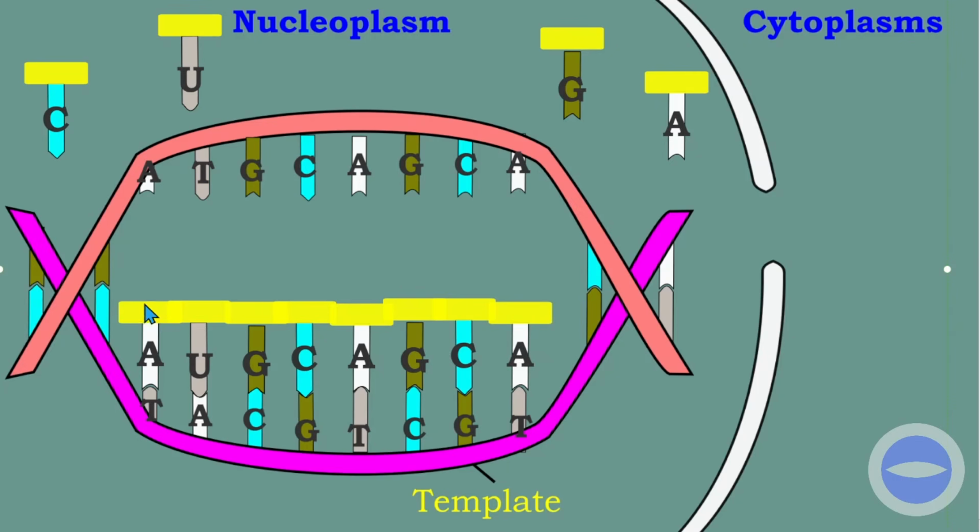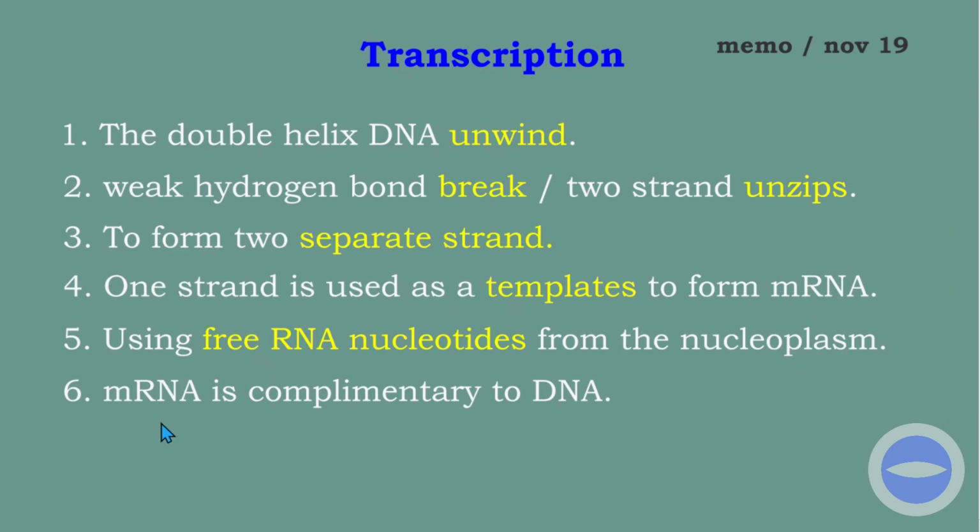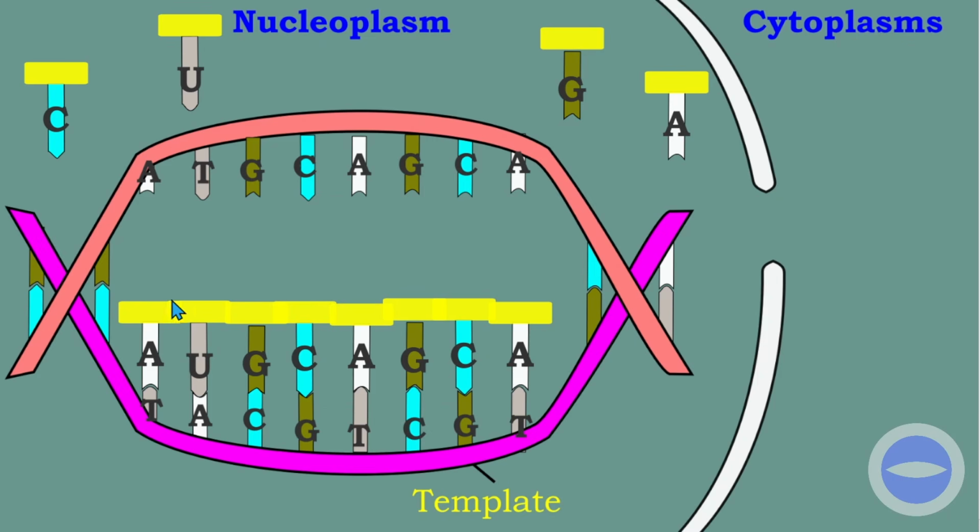This is the mRNA, a messenger RNA taking information from the DNA. Then what next? mRNA is complementary to DNA. Yes, because if you can see here, this mRNA has completed the DNA. So now we've got a strand of mRNA. From there, this mRNA will move out of the nucleus to the cytoplasm for translation.